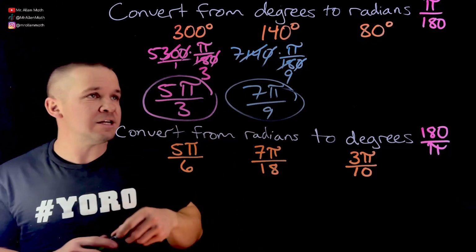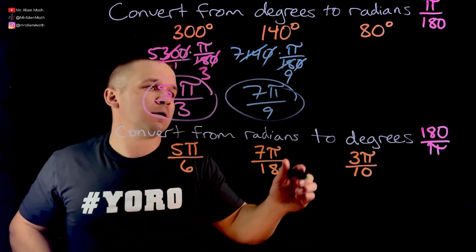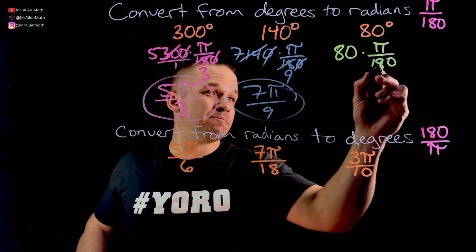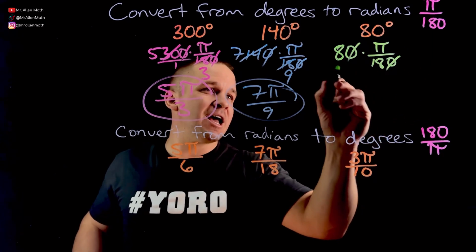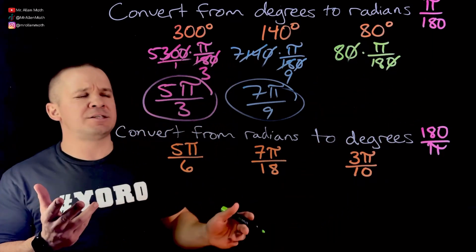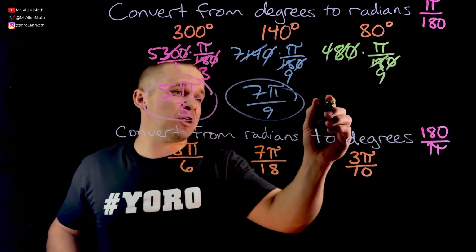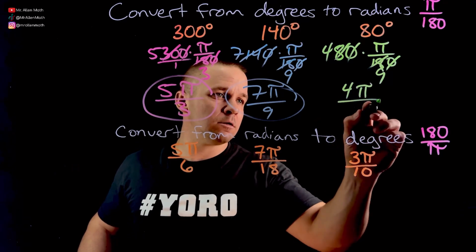All right. Green now. 80. Okay, so I got 80 times pi over 180. I can divide by 10 again. Very nice. And now I have 8 over 18. Let's see here. Both divisible by 2. That's going to give me 4. That's going to give me 9. Nothing else to do there. So we get 4 pi over 9.